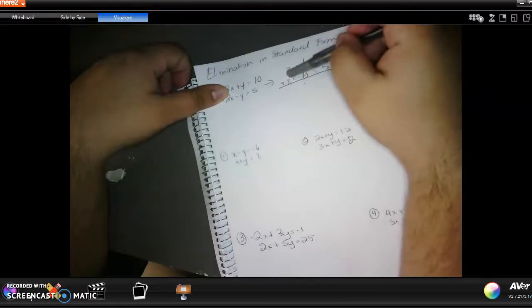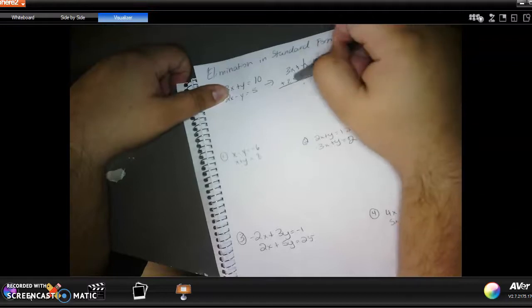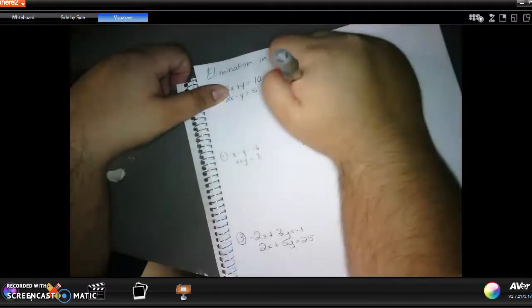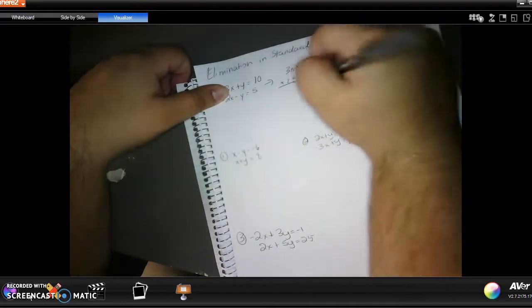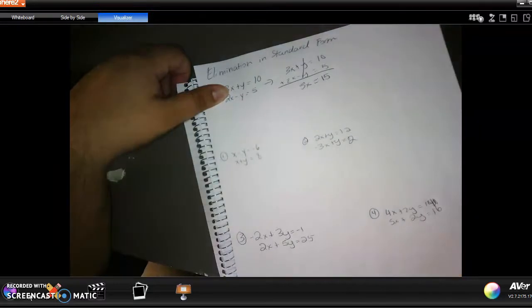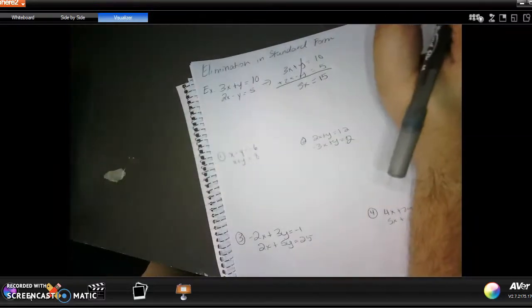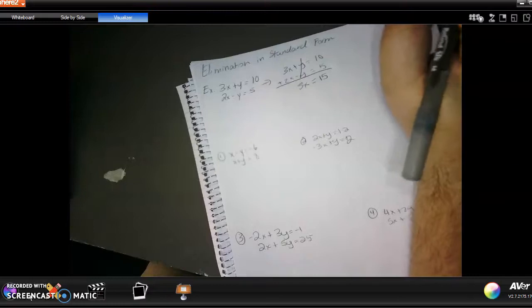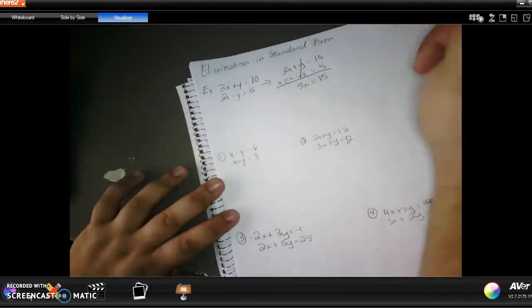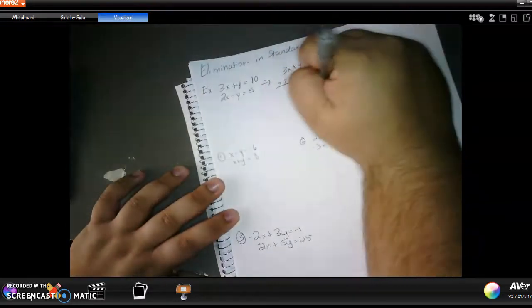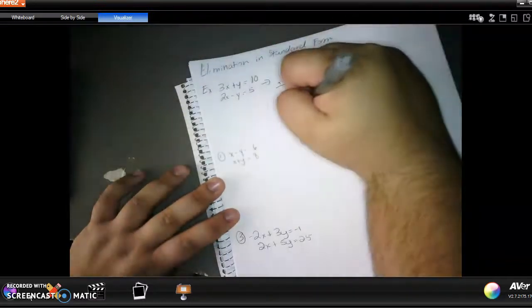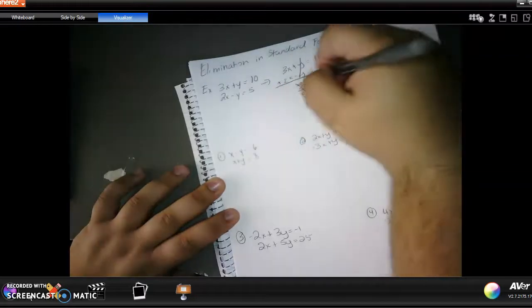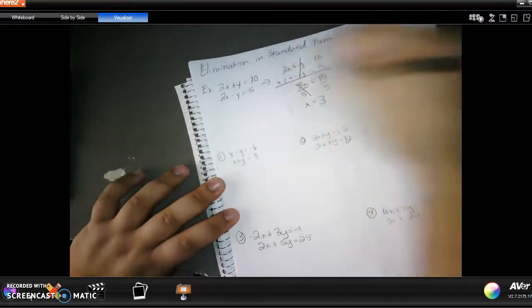So we're going to bring down our leftovers, and we have 3x plus 2x. Well, 3 plus 2 is 5, and you have to carry down your x with it, so that's 5x equals 10 plus 5 is 15. Alright, now we just want to solve for x. So to solve for x, all we have to do is divide out the 5 in front of x like we've been doing. So divide both sides by 5. 5 divided by 5 crosses, and that's 1. So x equals 15 divided by 5 is 3.